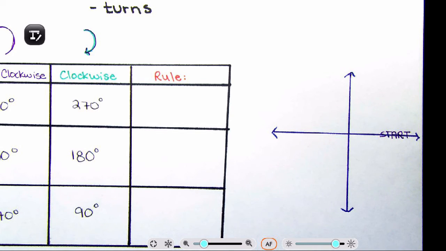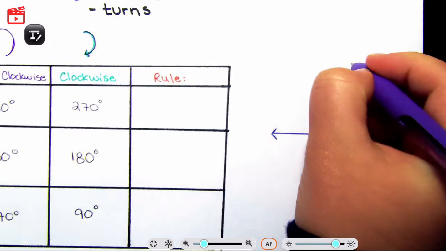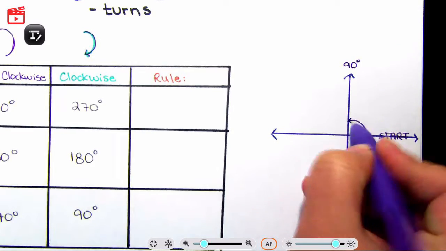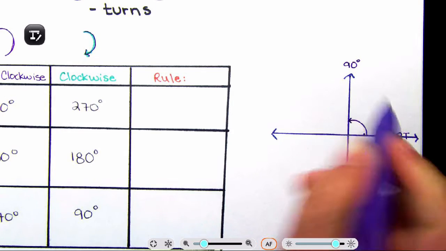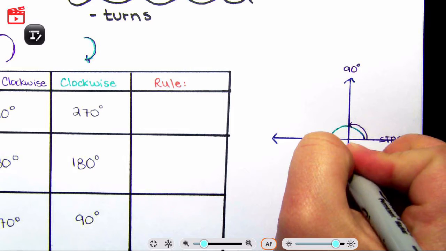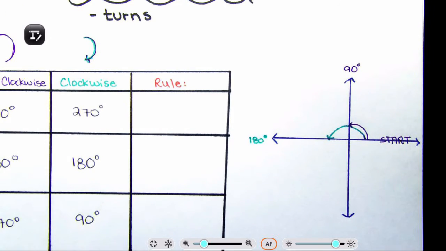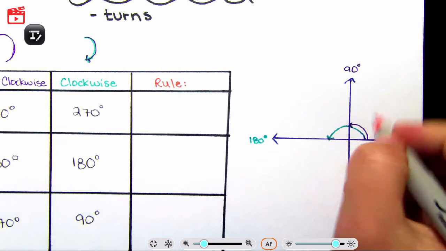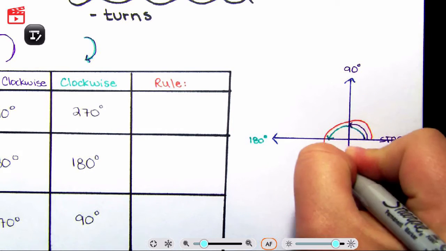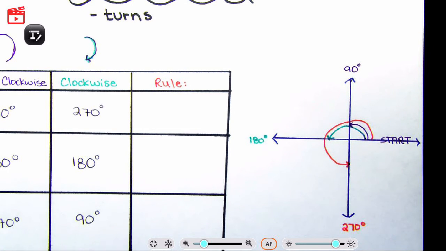However, I'm going to tell you, if we start here, this is counterclockwise 90 degrees. Let me actually change color so you can see. This is counterclockwise 180 degrees. This is counterclockwise 270 degrees. So counterclockwise, you have 90, 180, and 270.